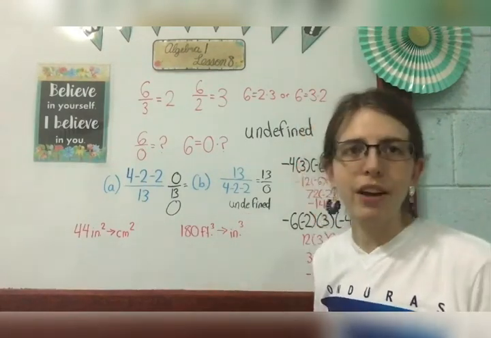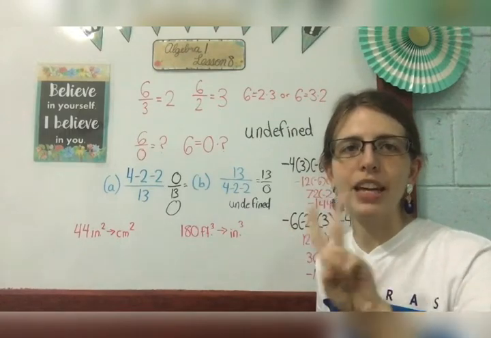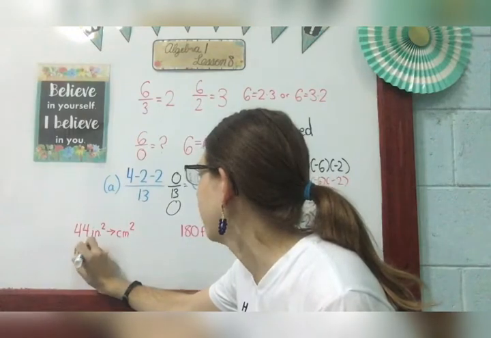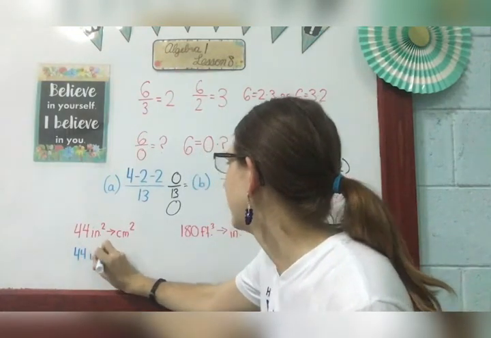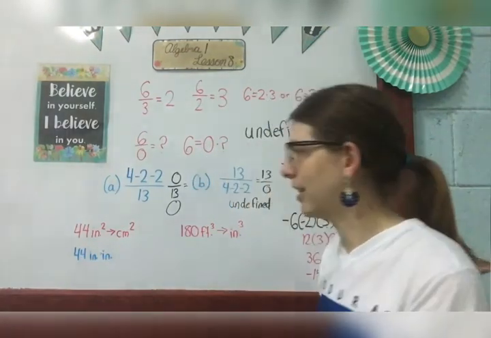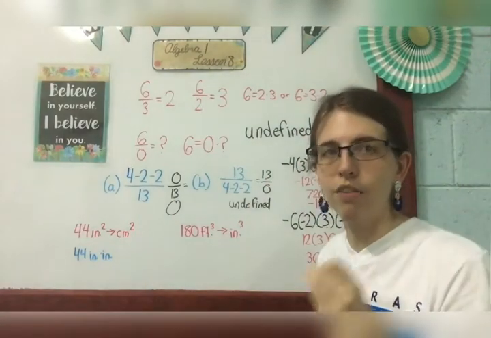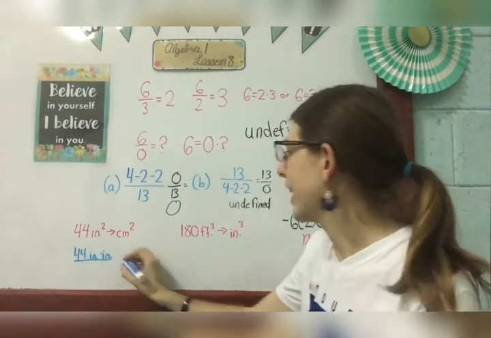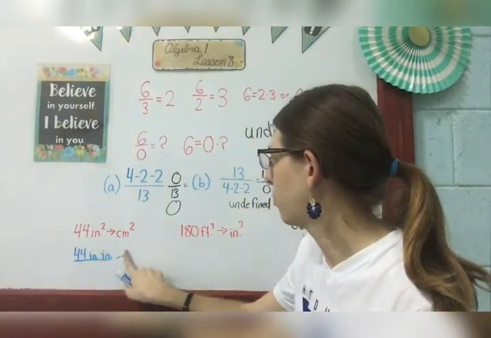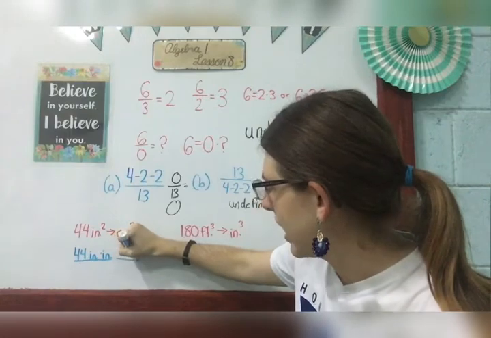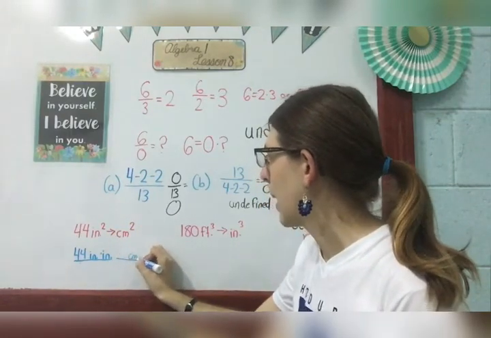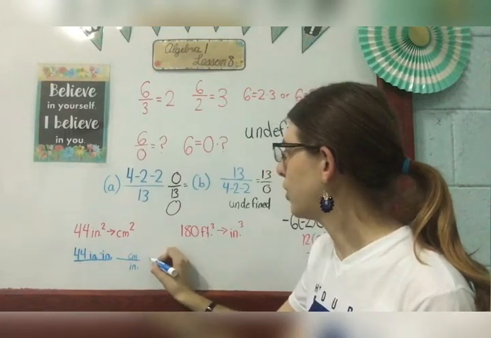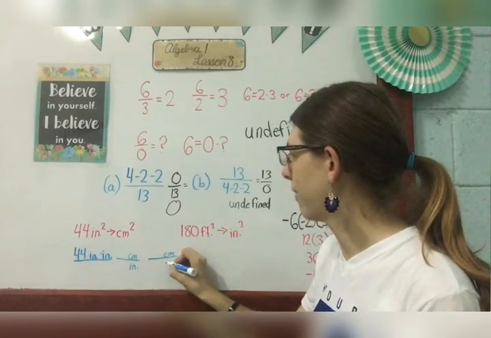So when you square something, remember that means you're multiplying it twice. You're multiplying it by itself. So that means I have 44 inches times inches. So I have to get rid of both of those inches. So I have to use 2 unit multipliers. I can't just use one and convert straight to centimeters because I have 2 inches I have to get rid of. So I need 2 unit multipliers in order to do that.